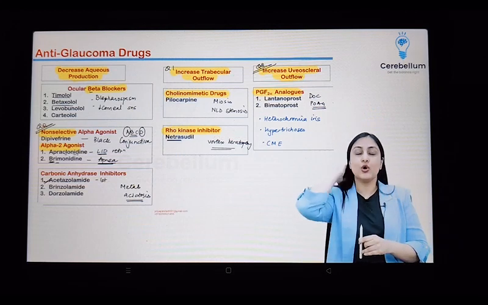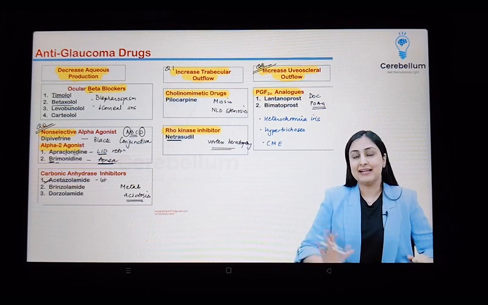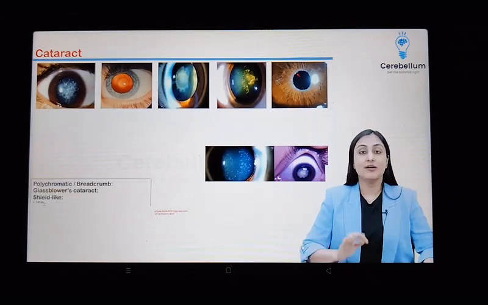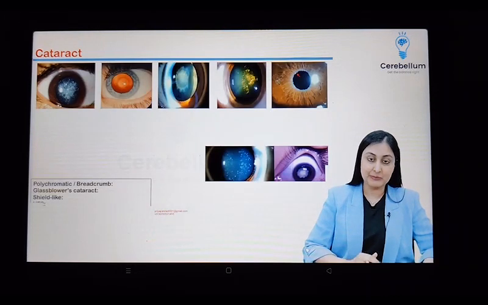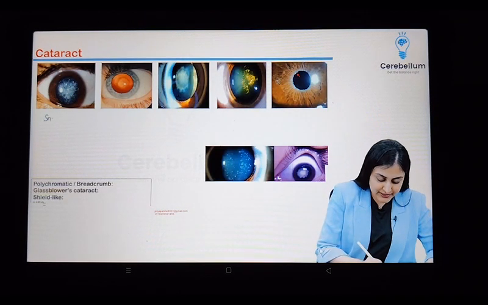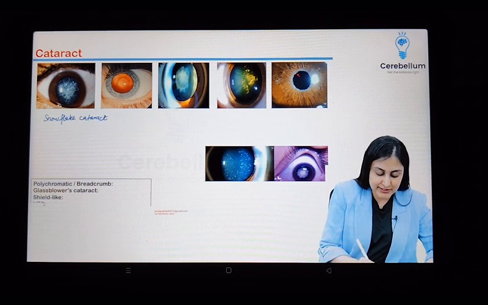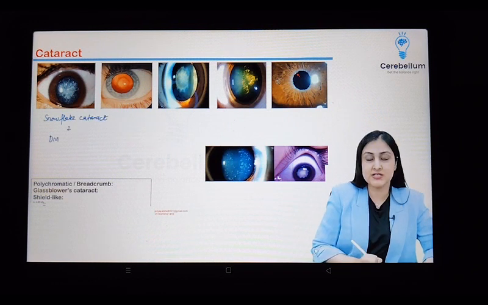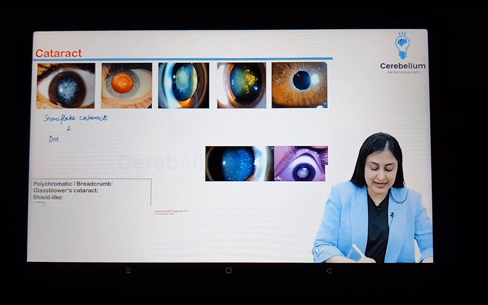Alright, so these are the anti-glaucoma drugs that we want to remember. Now images on cataract. You can be asked images about the different kinds of cataracts. This that you're seeing here looks like a snowflake, isn't it? So this is a snowflake cataract, beautiful cataract. This is seen in diabetes mellitus. Remember, the pathophysiology behind cataract in diabetes is because of the sorbitol pathway.